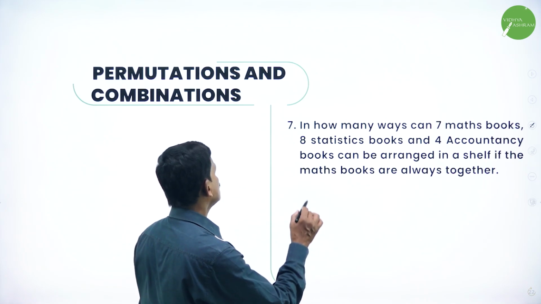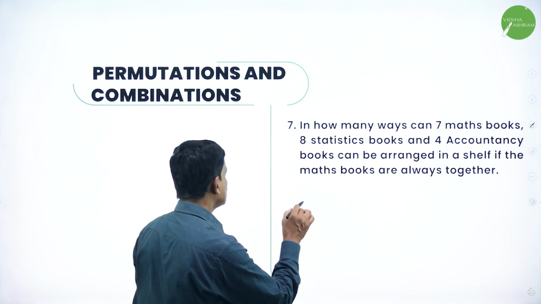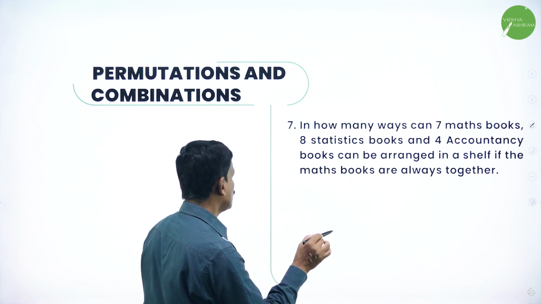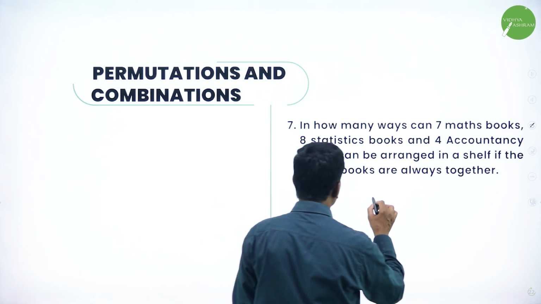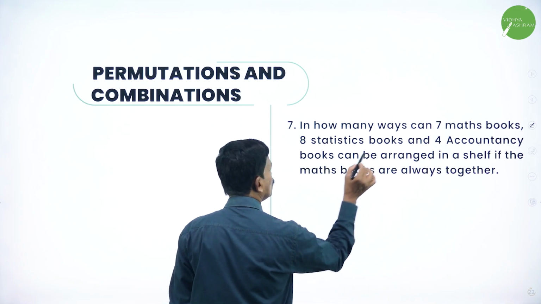Now the next problem. In how many ways can 7 mathematics books, 8 statistics books and 4 accountancy books be arranged on a shelf if the maths books are always together? So how many maths?